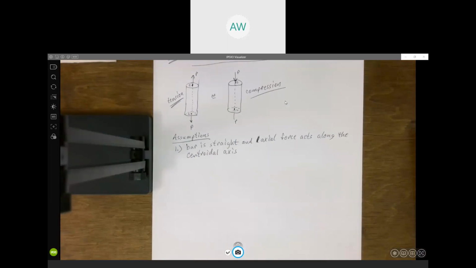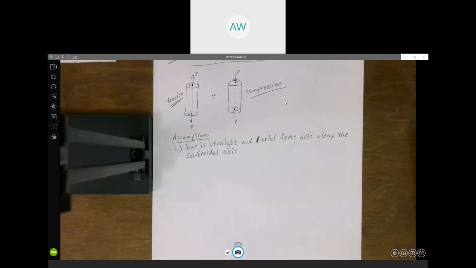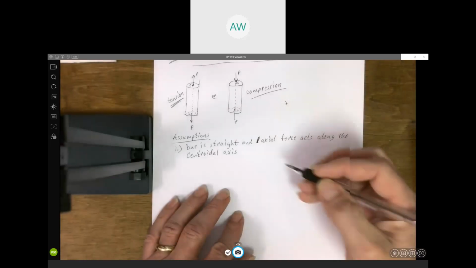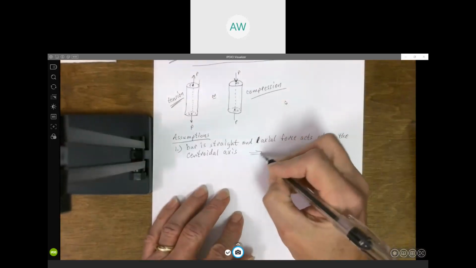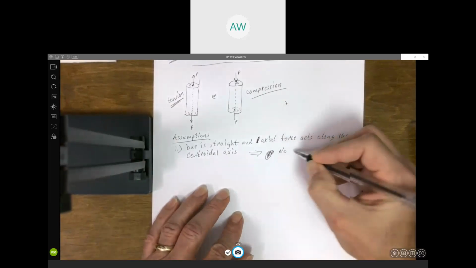Does it prevent buckling? No, but at least somebody took a chance. Okay, so I actually got a response here from Dominic, and whether it's significant or not depends on the values, the forces, and the dimensions. But you would have a moment, right? It would cause this thing to bend. So that's what this first assumption means: there's no bending.